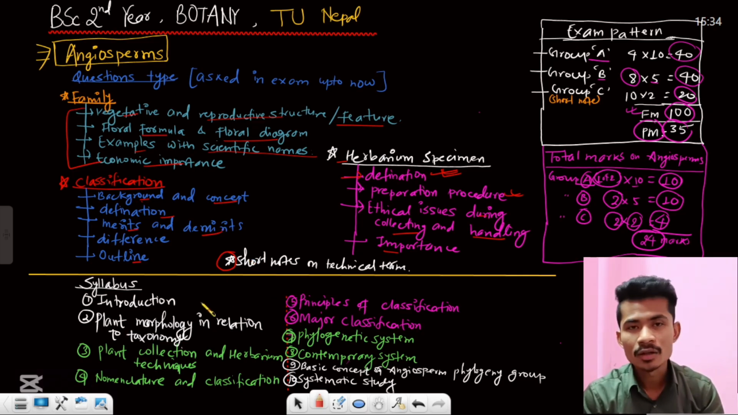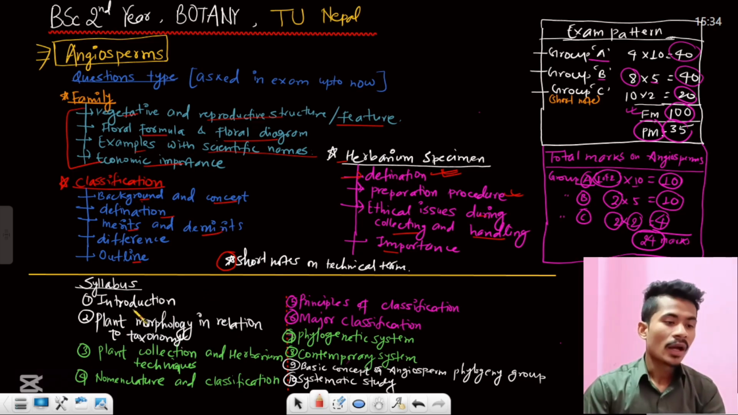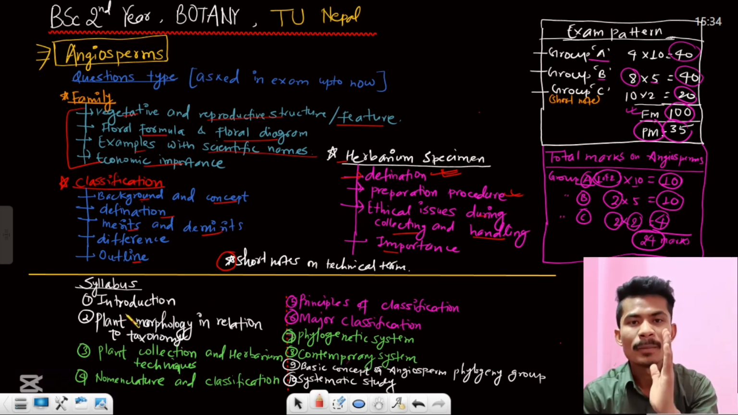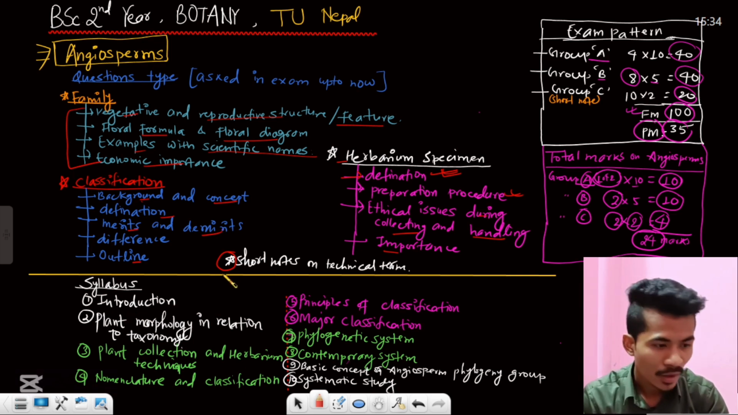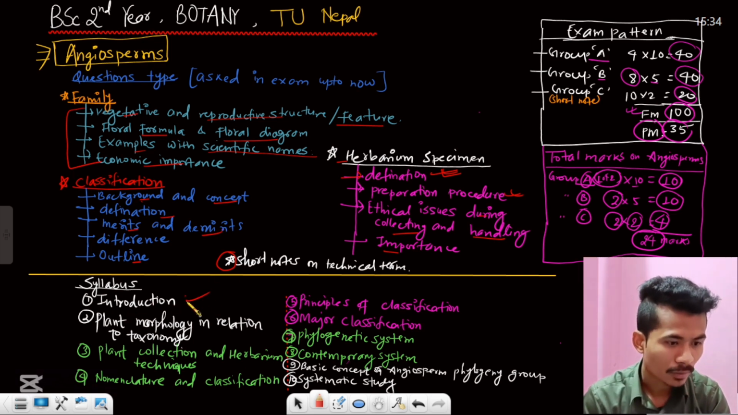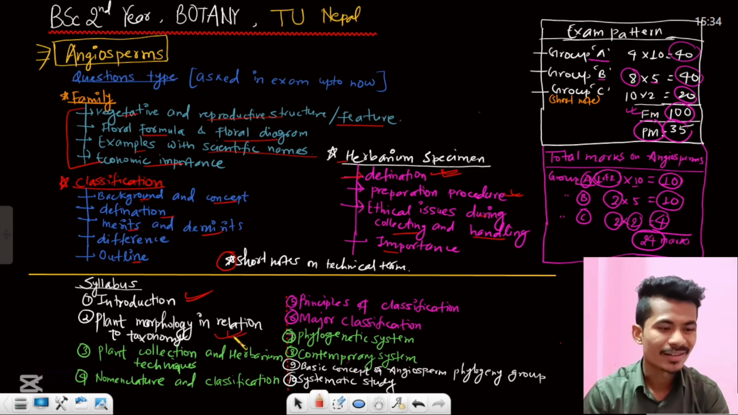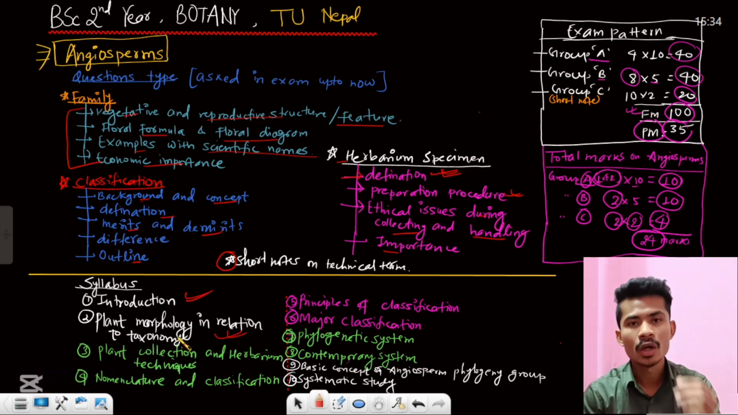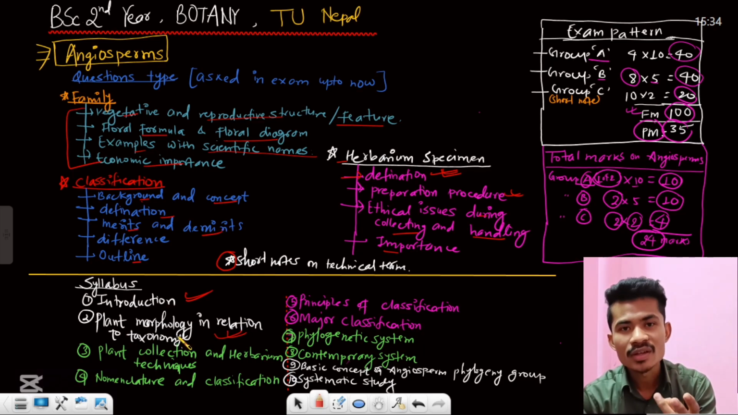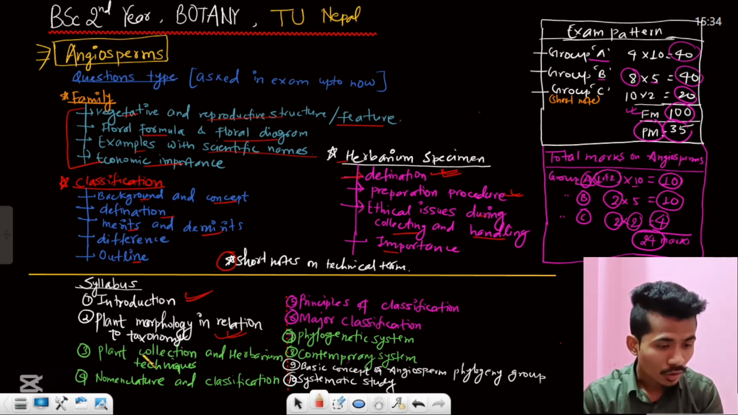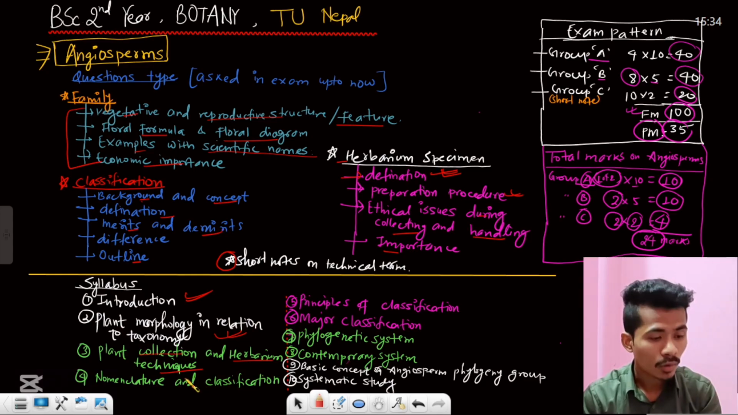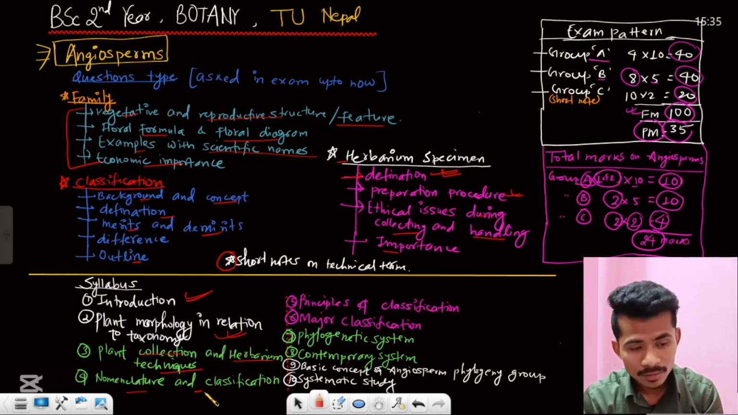Now let's see the syllabus of the angiosperm chapter. Here I have written only the main headings; there are many subtopics inside these main headings. First is introduction. Second is plant morphology in relation to taxonomy, in which we will study root, stem, leaf. Third is plant collection and herbarium technique. Fourth is nomenclature and classification.